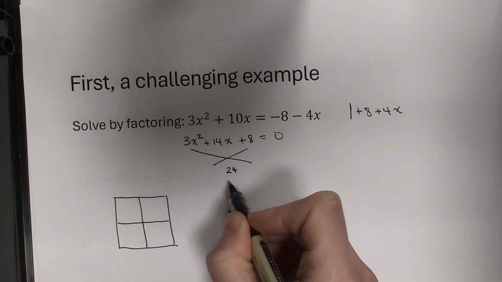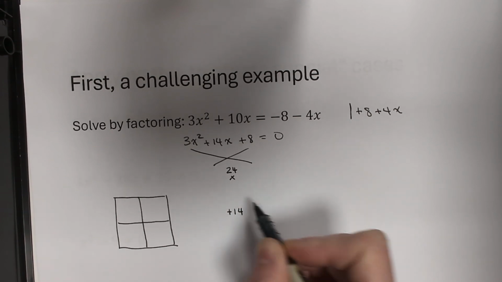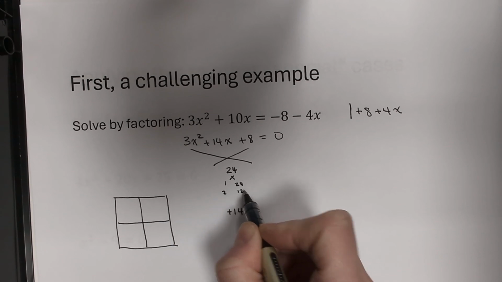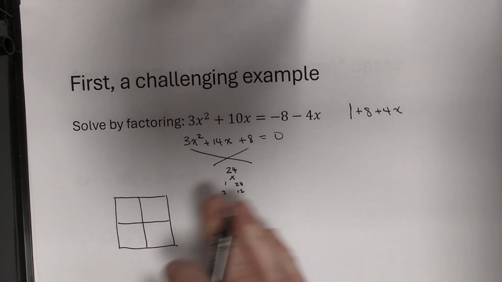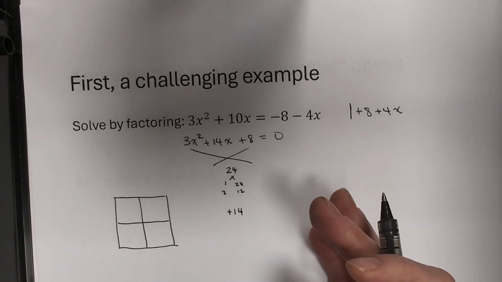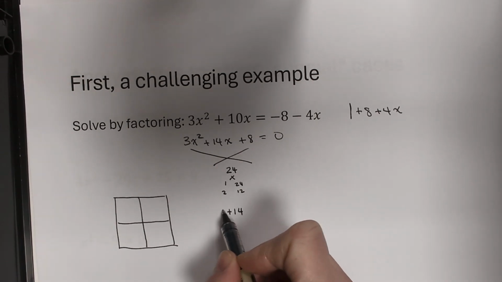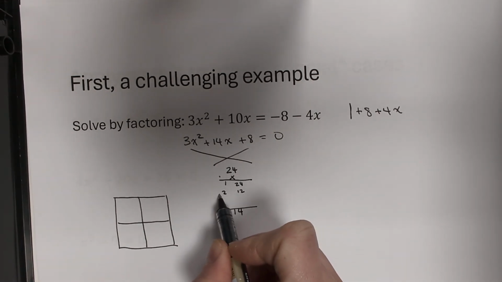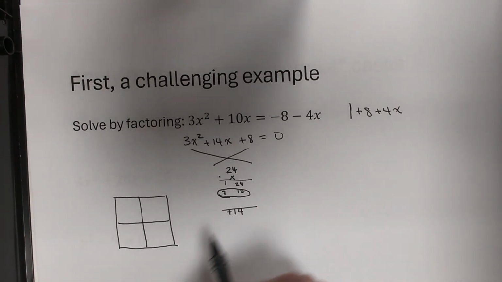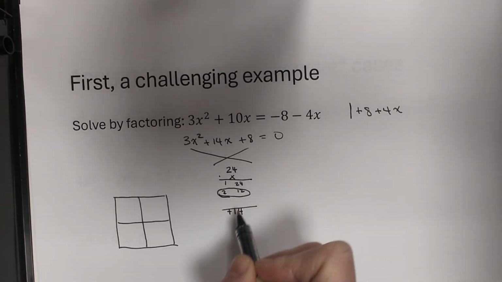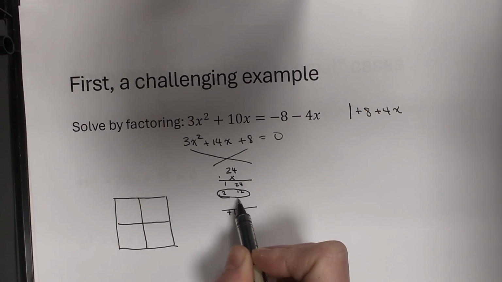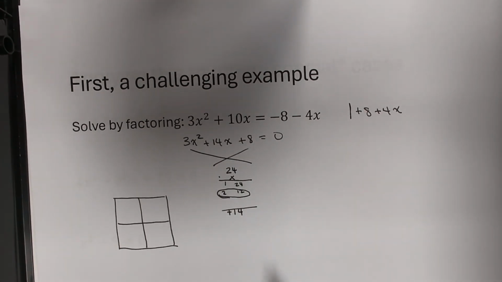And you can think through all of the different pairs that multiply to 24, like 1 and 24, but that won't add to 14. I'm not going to find all of them. If you had negatives, you would need to consider how these would interact. In this case, I know, though, that if I have 12 and 2, I don't need to keep looking. 12 times 2 is 24, and 12 plus 2 is 14. So those are going to be my x terms that would combine to give me the 14x.